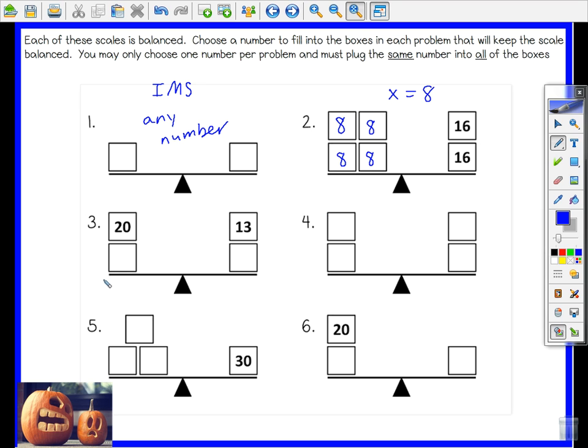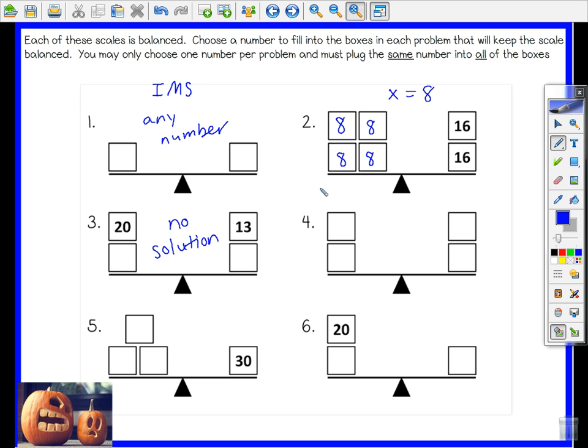For 3, what if I put 7 here, but then when I put 7 here, it would be 27 and 20. That won't work. The moral of the story here is that there will be no solution. No one number, the same number, could be put in both of those squares.